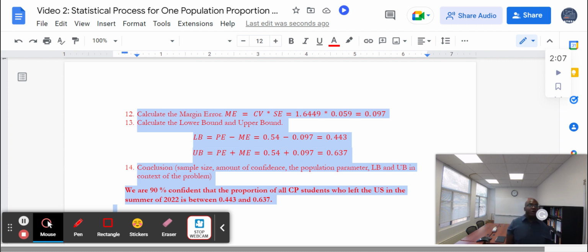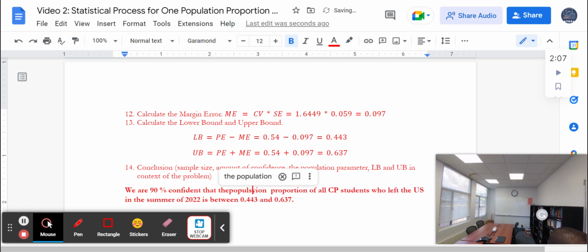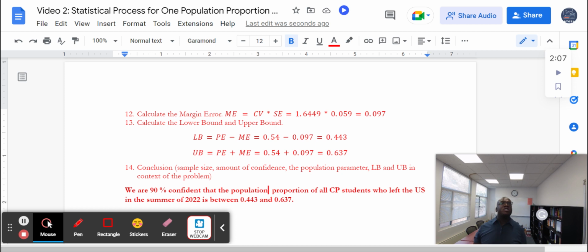So it's really important that we are cognizant of this interpretation of what we just calculated. We don't just do calculations for fun. We need to be able to interpret what these calculations mean. We are 90% confident that the population, I didn't even put that there, I'll type that so you all can emphasize this on your quiz, on an exam, the population. We're 90% confident that the population proportion of all Cal Poly students who left the United States in the summer of 2022 is in between 0.443 and 0.637. That's a wrap.